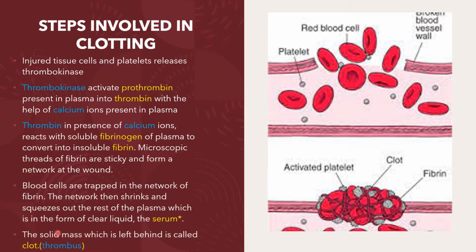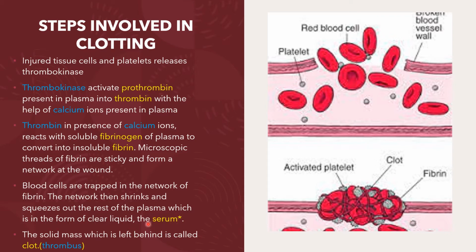How does it happen? Fibrin traps the blood cells. Blood cells plus this insoluble fibrin altogether form a clot. Then what is left out? The network shrinks and squeezes out the rest of the plasma. If you have any injury, within a few seconds a clot will form, and then a colorless clear liquid comes out. We call it serum.